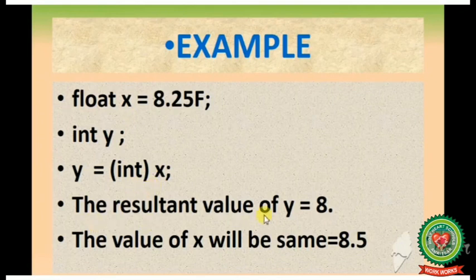So the resultant value of y is equal to 8 because we are changing our decimal value into an integer value. So our decimal part will be removed. So the value of y after execution is 8. But the original value of x will remain the same as 8.25. Meaning our original value will not be changed.